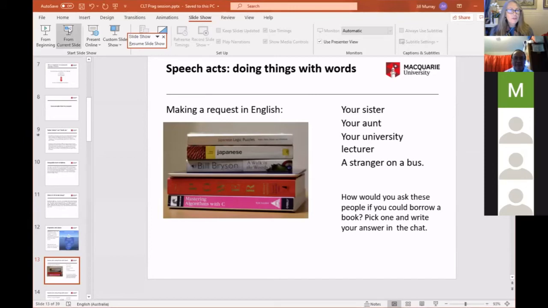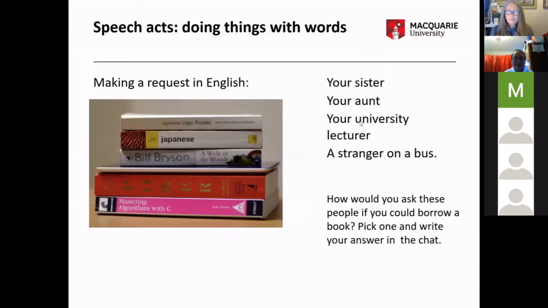The examples that we've shown are very much related to how well you know the person. So the contact that you have with the person, like have you met the person before? Do you know them well? Also the power distance between you and the person. In English, we have much more polite forms for your university lecturer and for the stranger on the bus, because it's a very, very strange thing to ask.